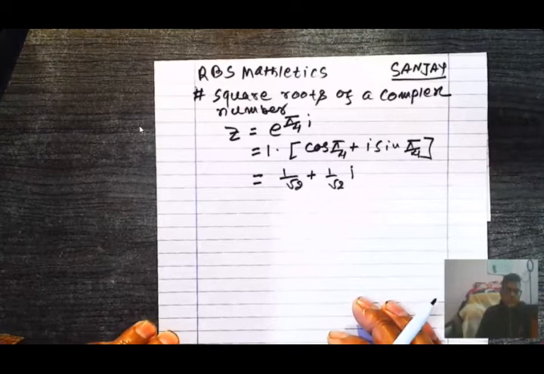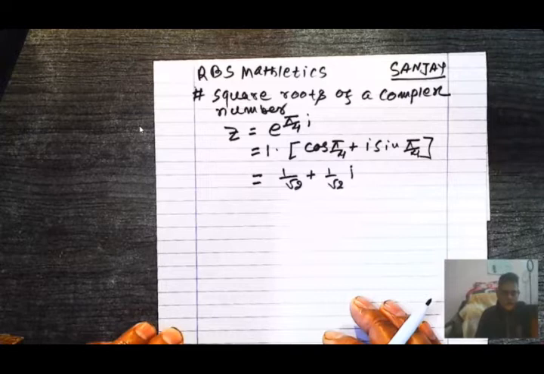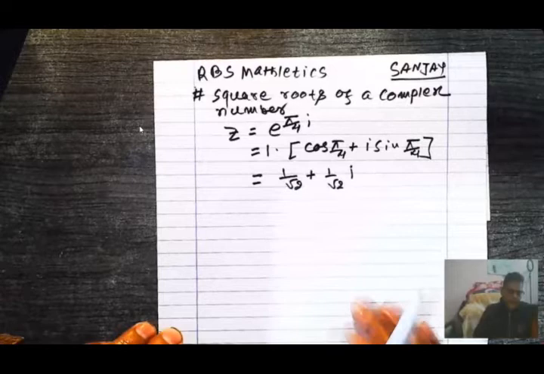Okay guys, let's now discuss how to find square roots of given complex numbers. So here we are interested in finding a square root of g like this.